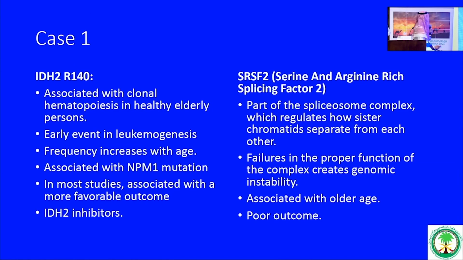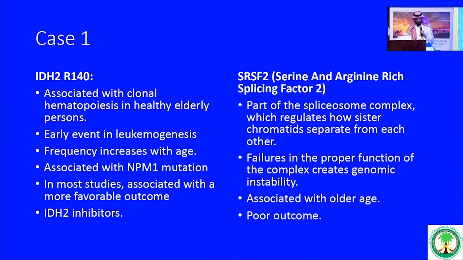IDH2 is associated with clonal hematopoiesis of indeterminate potential only if the patient is healthy. If the patient is symptomatic, then you cannot call it a CHIP mutation. It's an early event in leukemogenesis, frequently increased with age, associated with NPM1. IDH2 is considered a favorable outcome, because we have IDH2 inhibitors. On the other hand, SRSF2 is associated with poor outcome. It's part of the spliceosome structure.